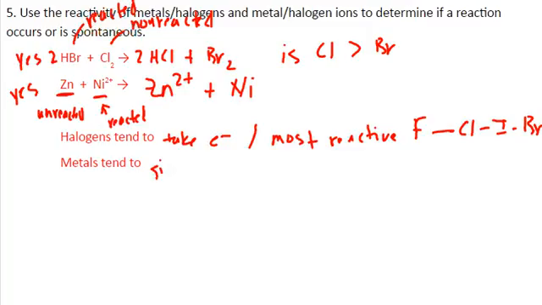Metals tend to give electrons, and you need a reactivity table, or you'd have to actually do an experiment, to be able to determine metal reactivity. But generally, the lower left is where your most reactive metals, or largest losers, are located.